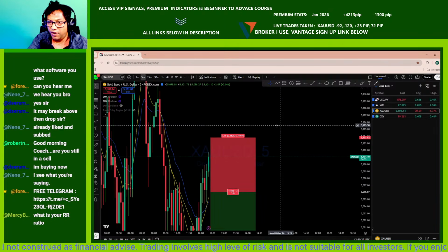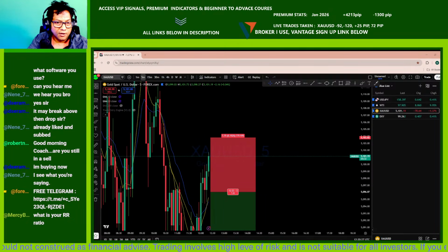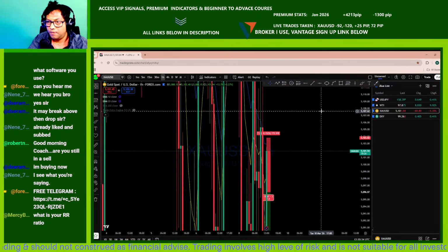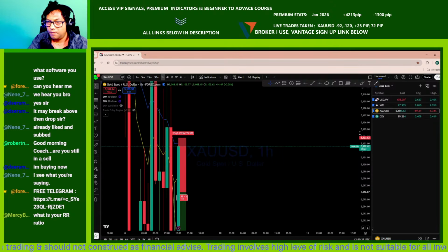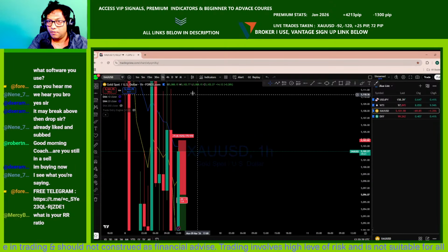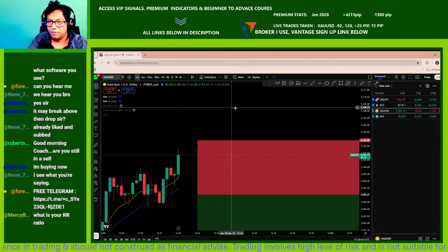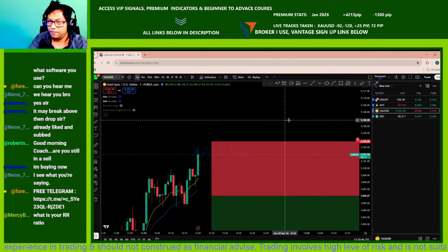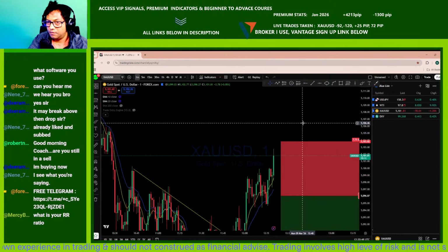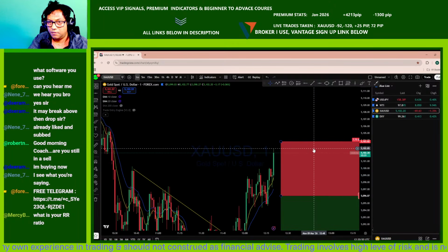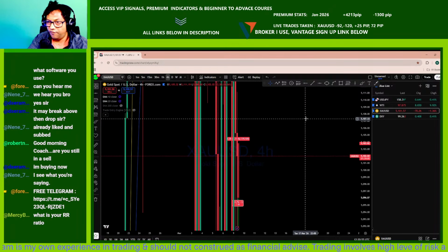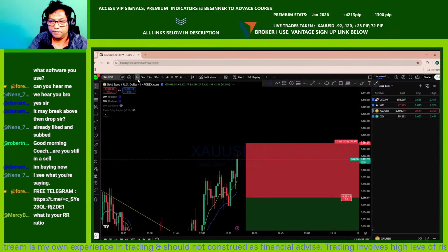There might be some fair value gap that is filling here, and it's usually broken back to the upside of this fair value gap. Almost reached that 4-hour resistance line.